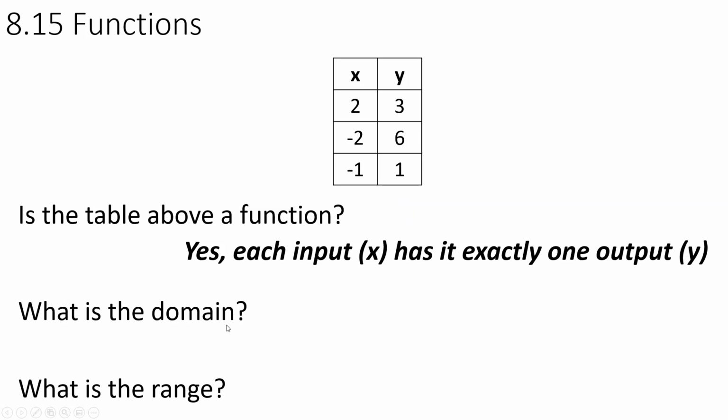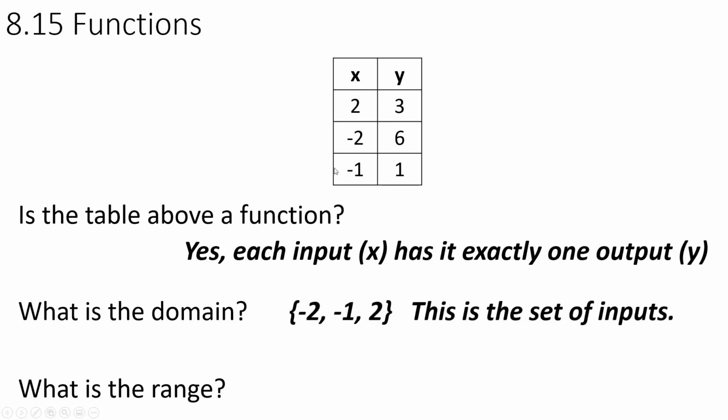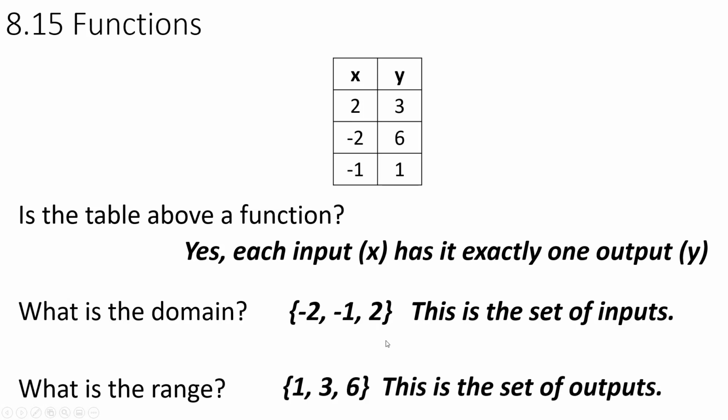The domain is the set of inputs. So basically, 2, negative 2, 1, order them from least to greatest. The range, 3, 6, and 1, that's the output. That's the set of outputs. And once again, I'm ordering them from least to greatest. And that's that for this part of functions.